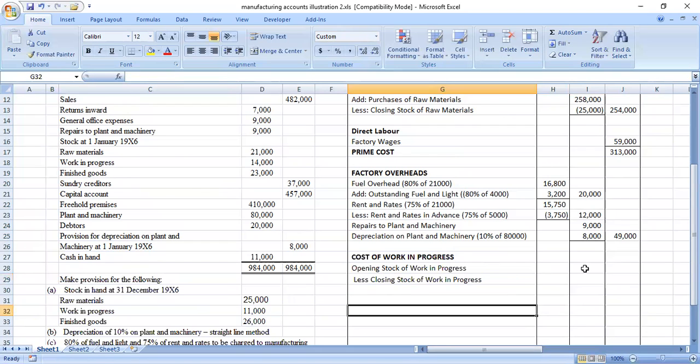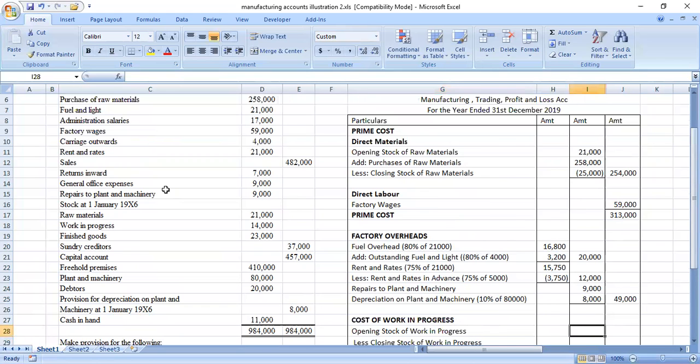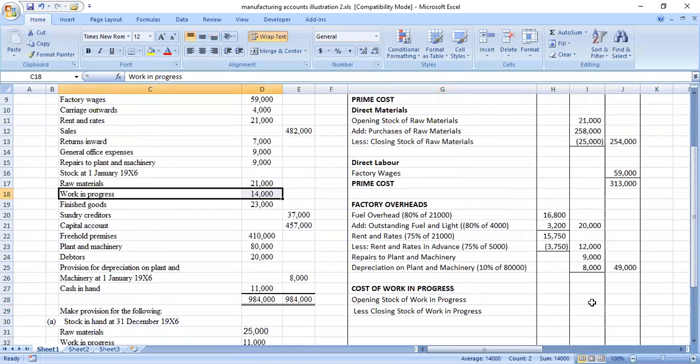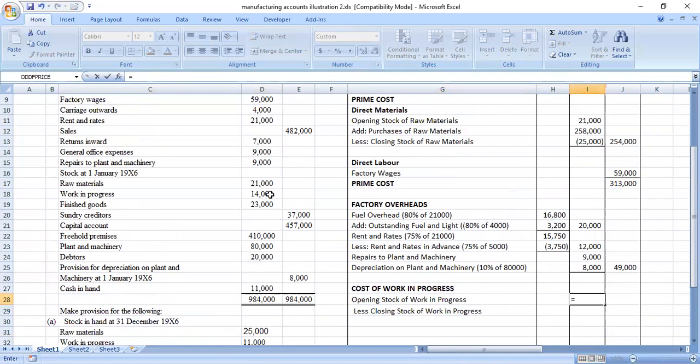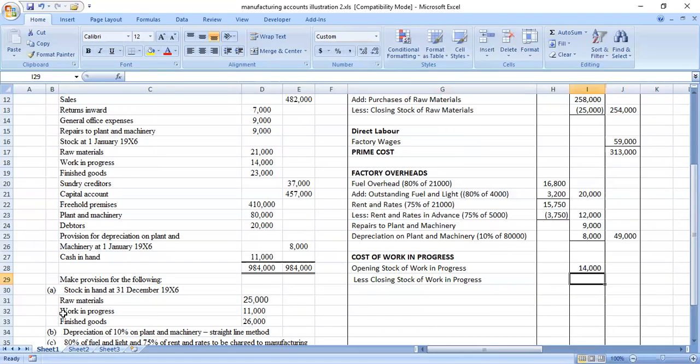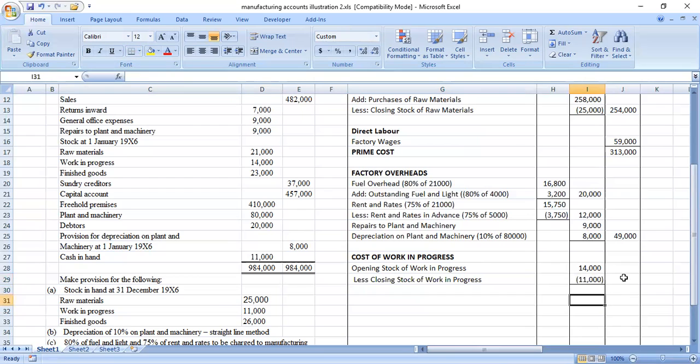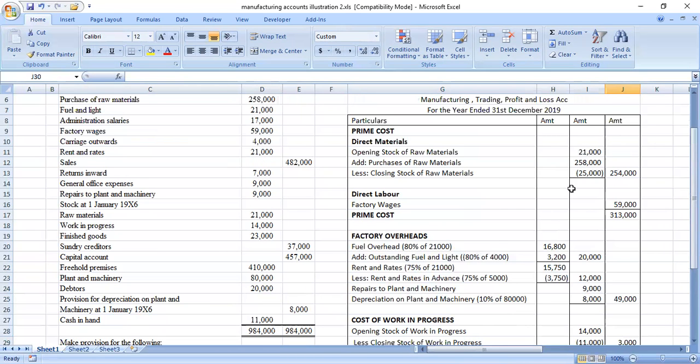So the opening stock of work in progress is given in this list. It's 14,000. Hiyo unaiona, si ndio? Yes. So 14,000 less the closing stock of work in progress, it's given in the additional information, 11,000. Si unaona? So now our cost of work in progress is equal to 14,000 minus 11,000, which gives us 3,000. Si ndio?